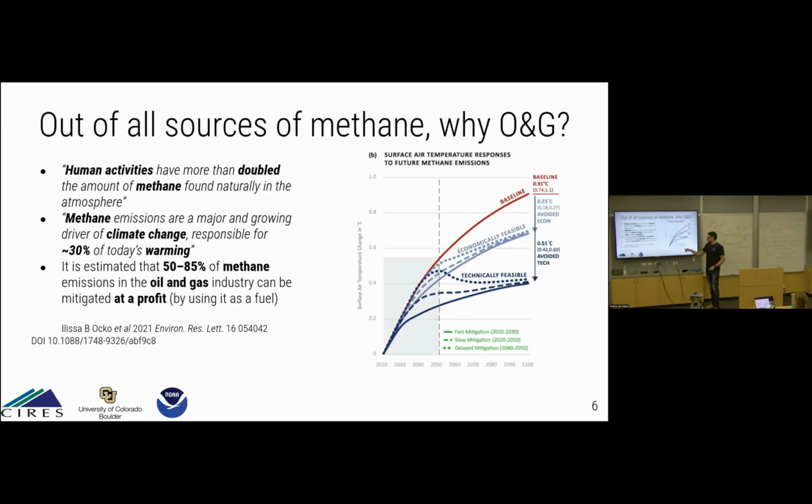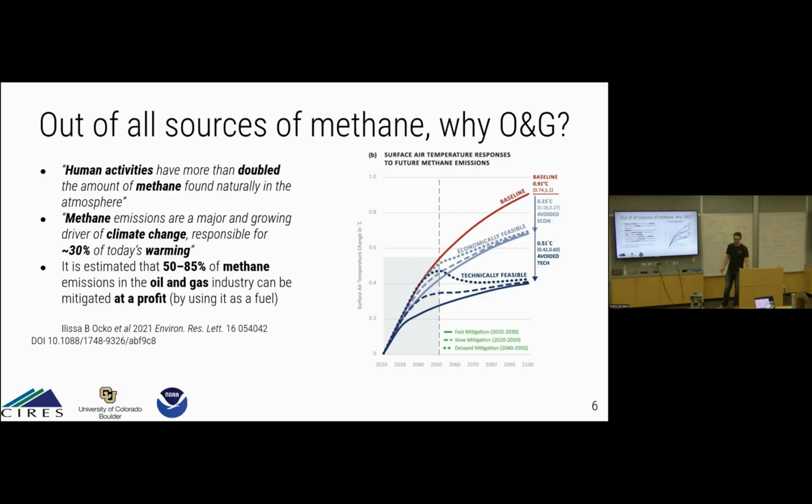So this is a graph from that same paper. This is roughly today and how much we're expected to warm the surface of the earth in 100 years-ish. So this is the baseline of how much methane is warming the surface of the earth in that time frame, roughly 0.91 degrees Celsius. This is how much we can avoid by applying those economically feasible approaches that I was telling you before, and the technically feasible approaches. So we can more than halve the warming of the Earth's surface just by applying what we know right now about mitigation strategies.